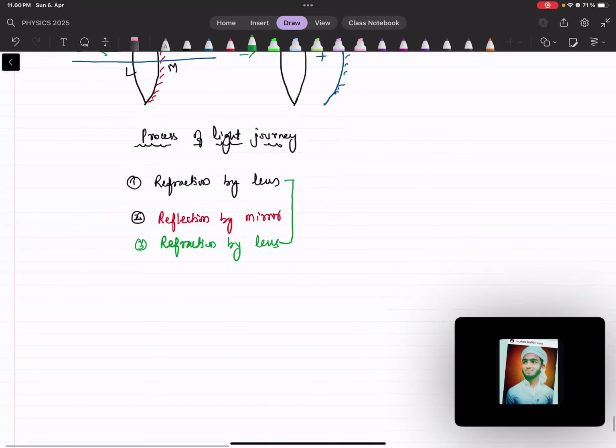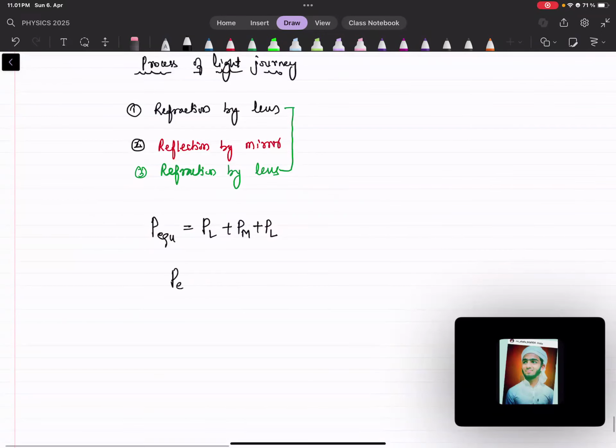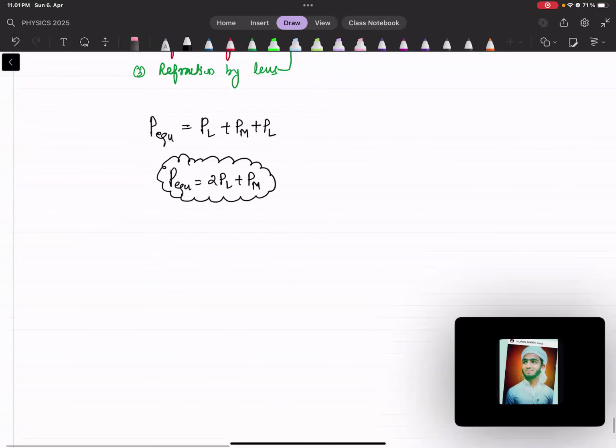Am I clear? So when I'm writing the P effective or equivalent power, it will first touch the lens, then it will touch the mirror, then it will touch the lens, isn't it? So that means P equivalent will be equal to 2 times the power of lens plus the power of your mirror. P equivalent is equal to 2 times your PL plus your PM. And how do you calculate effective focal length, beta? 1 by effective focal length is equal to 2 times 1 by the focal length of lens minus 1 by focal length of your mirror. Am I clear?